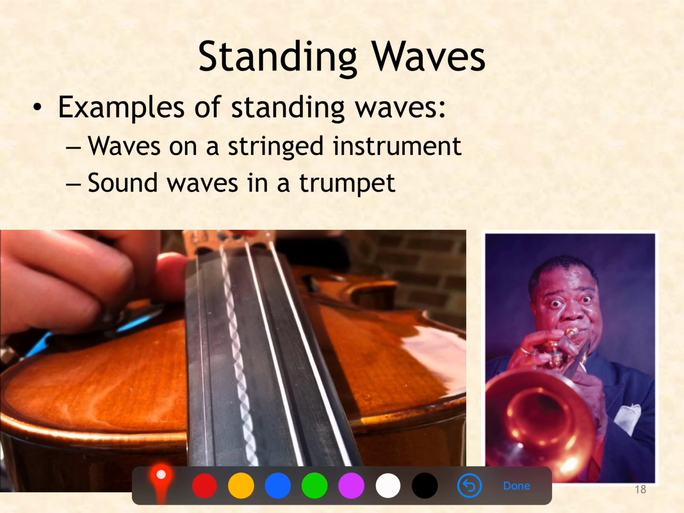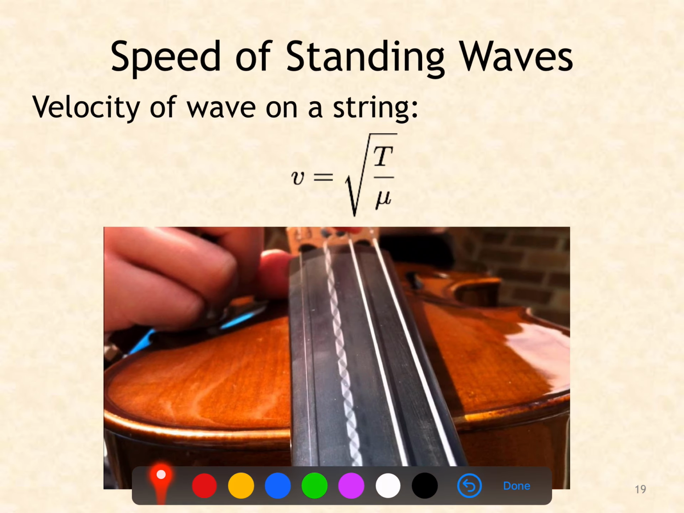Examples of standing waves occur often in musical instruments. So an air column of a standing wave may be set up in a trumpet, or the waves on a string like a stringed instrument produce standing waves as well. While we're on the subject of stringed instruments, why don't we take a diversion into the world of musical instruments and discuss the velocity of the wave on this string.